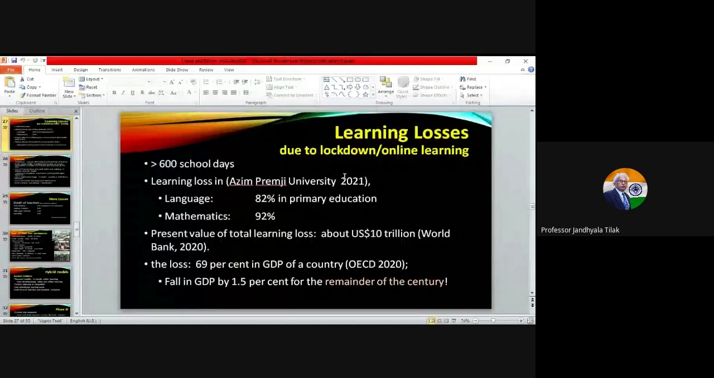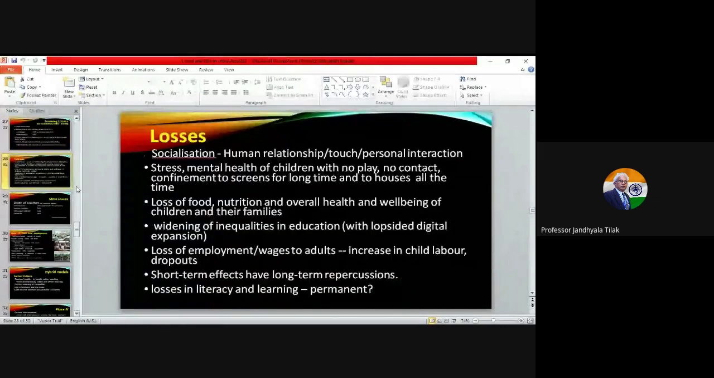It was also forecasted that the GDP would fall by 1.5% compared to the potential growth, otherwise the earlier predicted growth, for the remainder of the entire century, meaning nearly the next 80 years. So socialization is a big loss for the children, for the parents, and for the teachers in the educational activities, when we are confining ourselves to educational activities.